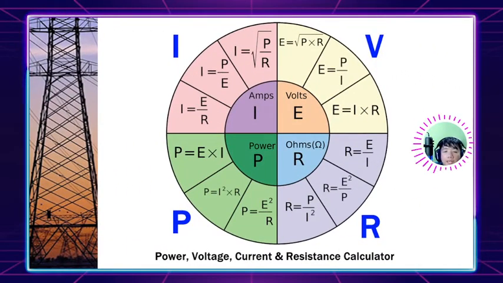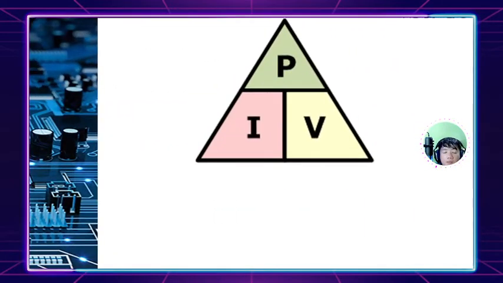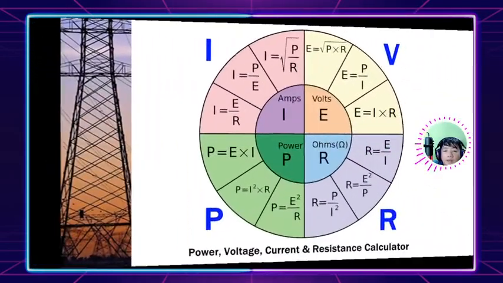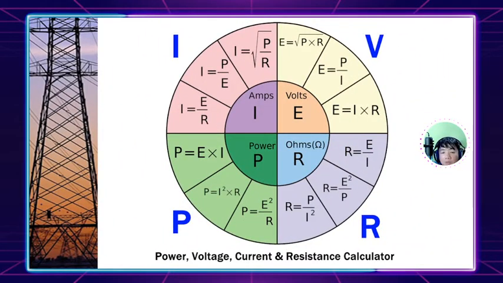Here is a pie or pear chart. If you will observe, this power triangle has limitations. Suppose you're going to determine the value of power, but the given charges are current and resistance. So here, using the pie chart, or pear chart, this is the power, voltage, current, and resistance calculator. For example, the given are resistance and current.